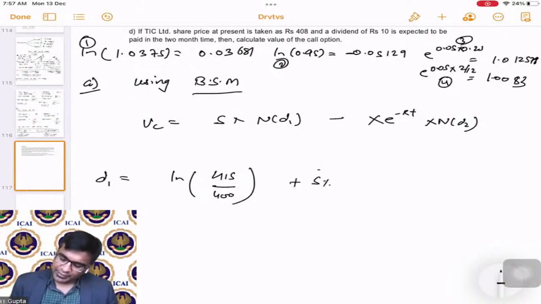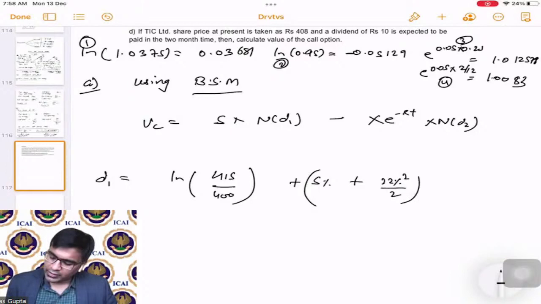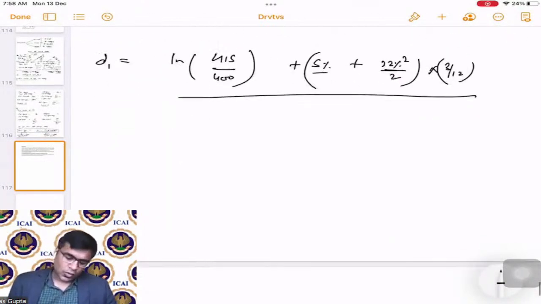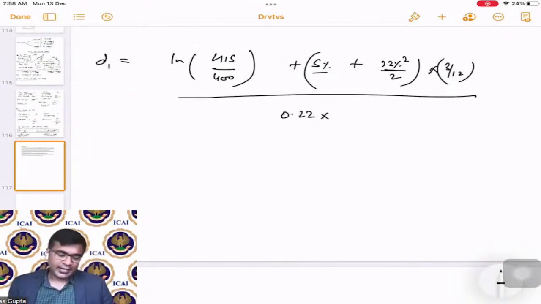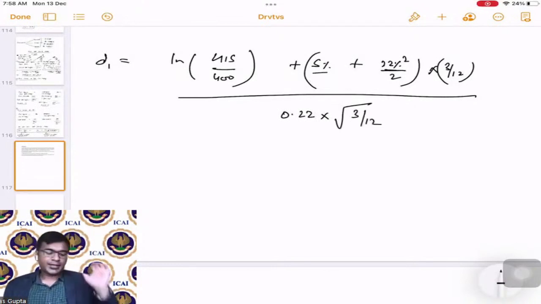Plus 5%, which is the annual rate of return. Again, this is the annual rate, correct? You don't have to prorate this rate here. Then 22% raised to the power 2 divided by 2, multiplied by 3 by 12, which is the time. These both percentages can be converted into decimals easily for the purpose of calculation. This whole divided by 0.22, which is the volatility, multiplied by the square root of 3 by 12. Correct? This is D1.